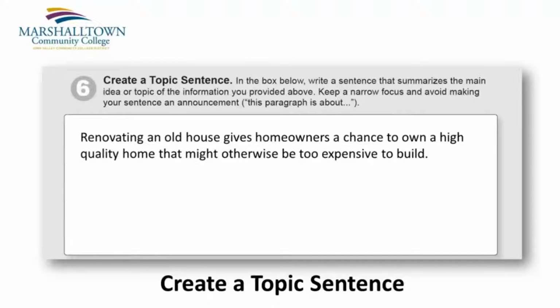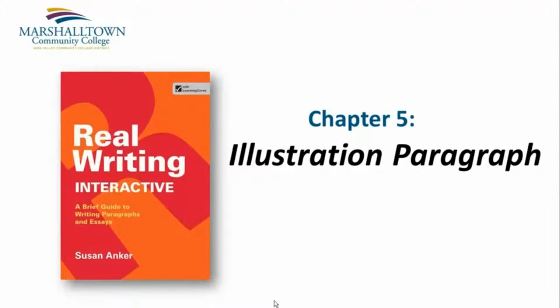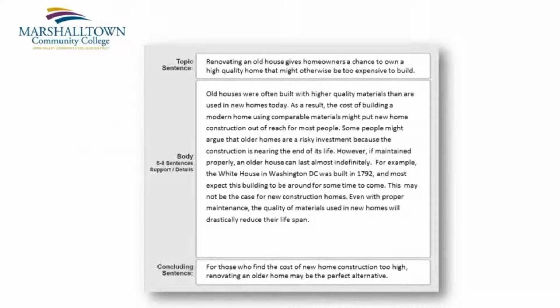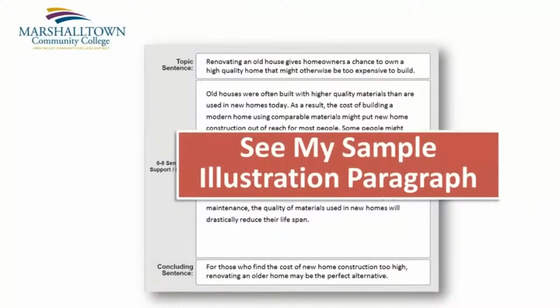After you have written a topic sentence that you are happy with, I want you to use that sentence in a complete paragraph. In Chapter 5 of your textbook, you'll find some information about writing what's called an illustration paragraph. And that's exactly the kind of paragraph I would like you to write using your topic sentence. As you'll see in Chapter 5, an illustration paragraph uses examples to show, explain, or prove a point. If you'd like to see an example of how I wrote my illustration paragraph about renovating old houses, click the link on this page for See My Sample Illustration Paragraph.